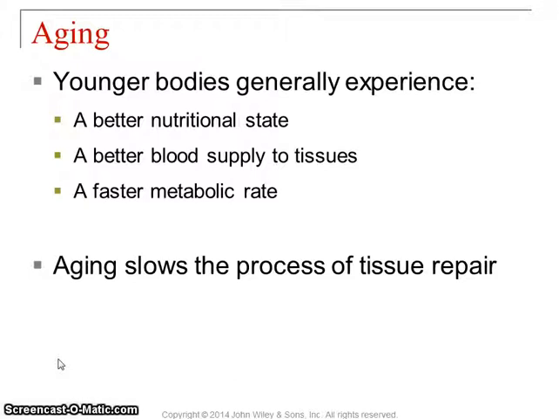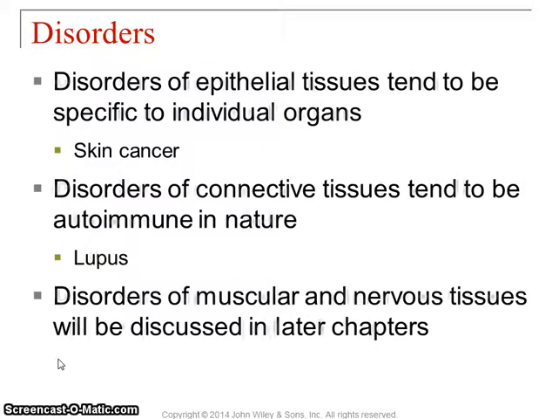Then last, aging. So younger bodies regenerate faster. Usually they've got a faster metabolic rate and better blood supply. You can have different disorders. Anytime you have cells undergoing mitosis where they're going through it uncontrollably, they're not stopping when the space has been filled, would be cancer. A lot of connective tissues have autoimmune diseases, and then we'll look more at muscle and nervous system later.